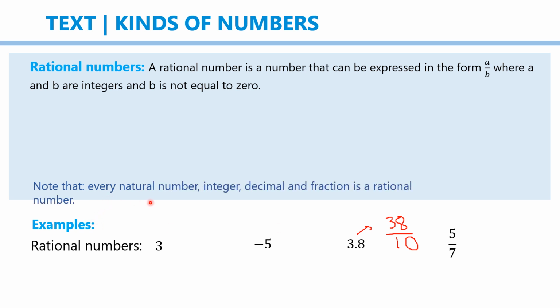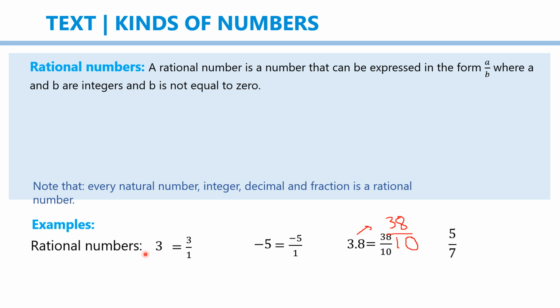Note that every natural number, integer, decimal, and fraction is a rational number. So all these numbers could be written as a fraction, so all these numbers are rational numbers.